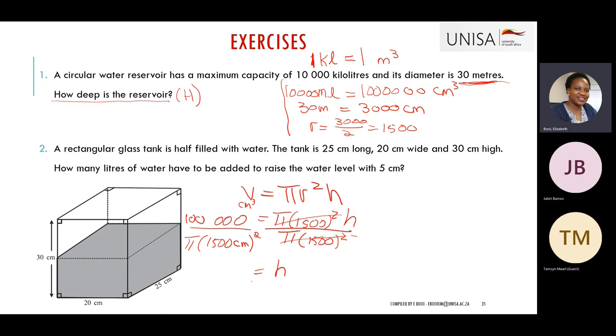1 million divided by pi times 1,500 squared, which then equals 0.14, and this will be in centimeters. And if they want you to bring it back to meters, then you will say it is equivalent to, if we take it back to meters, from centimeters to meters, we got the answer of 0.14. It will be 0.0014 height, which will be a very small height.